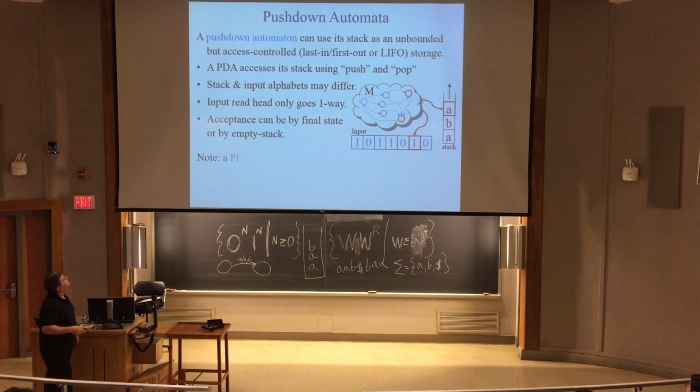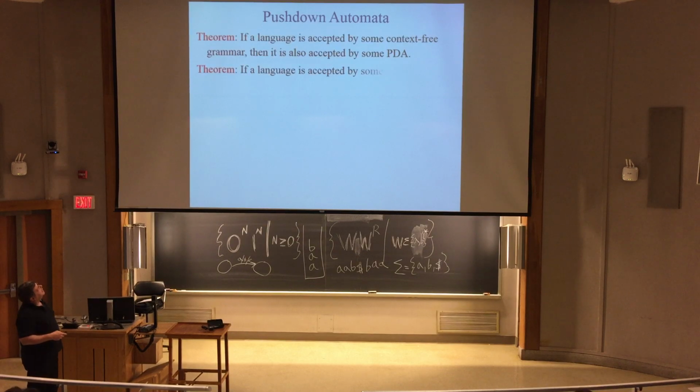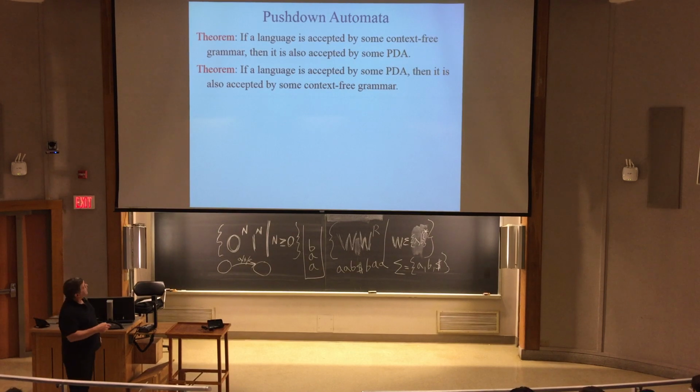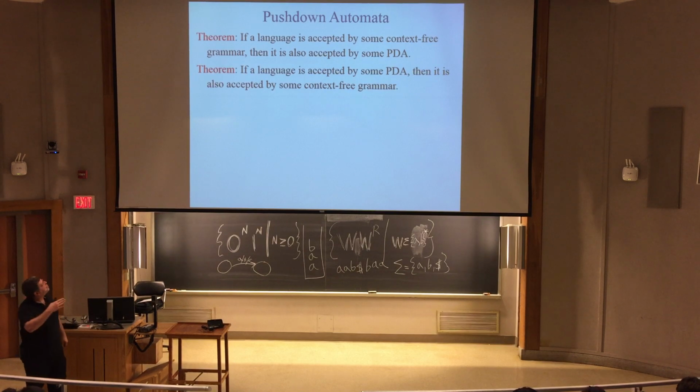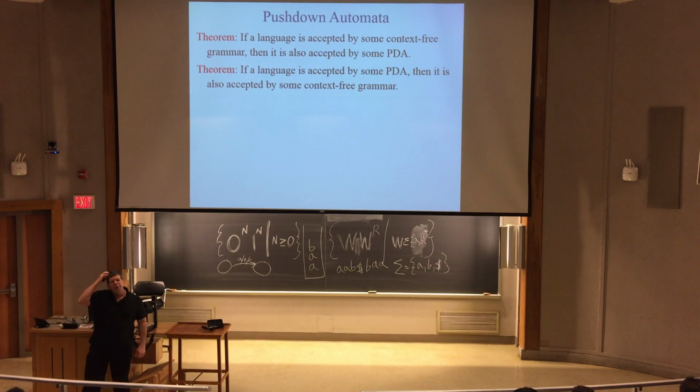Okay, so if a language is accepted by some context-free grammar, it's also accepted by some pushdown automata. Now, the converse is also true. If a language is accepted by a PDA, then it could also be represented by some context-free grammar. This pair of theorems, we're not going to prove here. It'll be kind of involved to prove them. But they parallel the two pair of theorems that we already saw for finite automata.